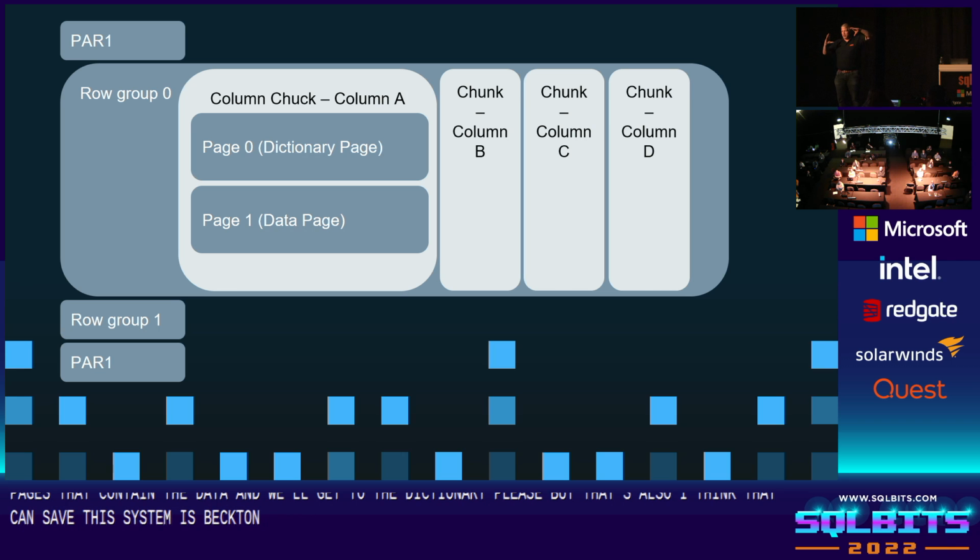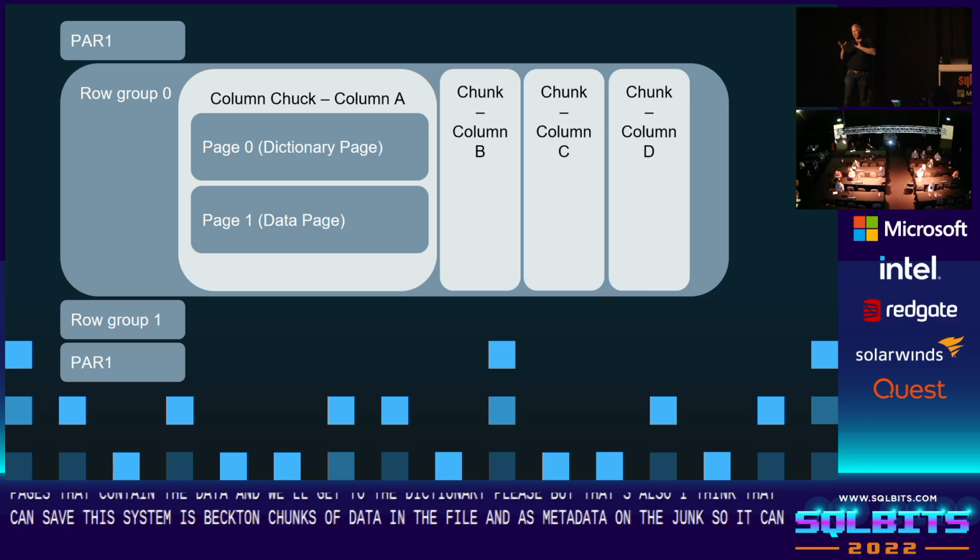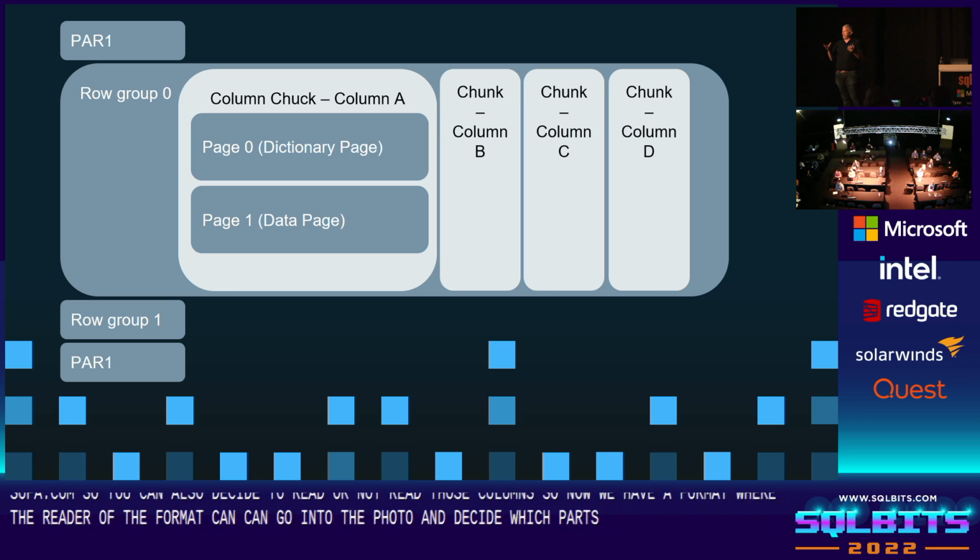So now you have chunks of data in the file, and there's metadata on the chunk, so it can decide, oh, do I read this chunk? Do I not read this chunk? Everything is in groups of columns, so you can also decide to read or not read those columns. So now we have a format where the reader of the format can go into the footer and decide which parts to process or read.